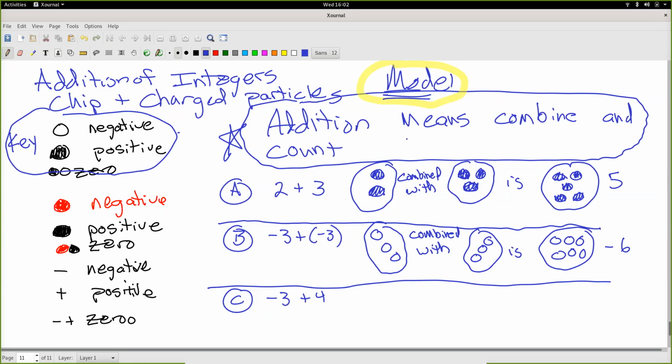So first couple are pretty straightforward. I have a set of 2. I combine that with a set of 3. I recount it up and say I got 5. No problem. Brief explanation with my picture.